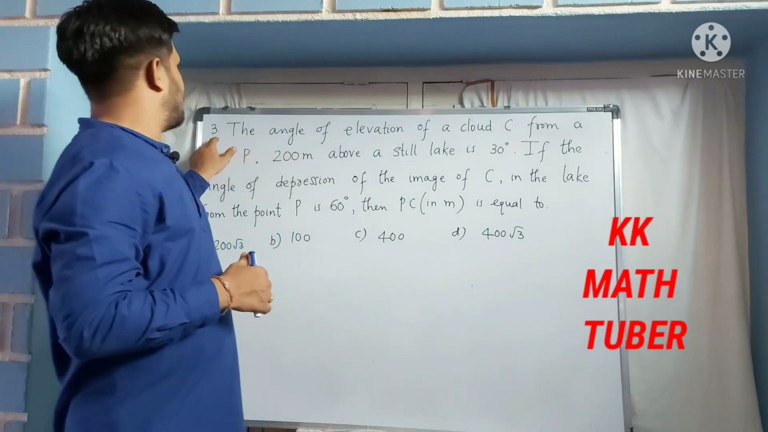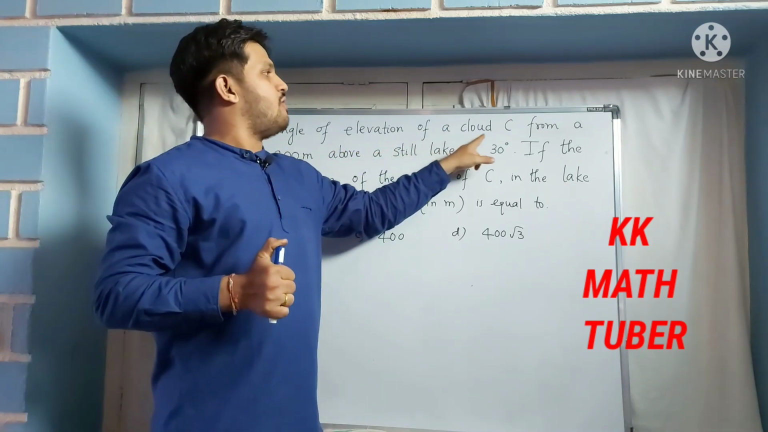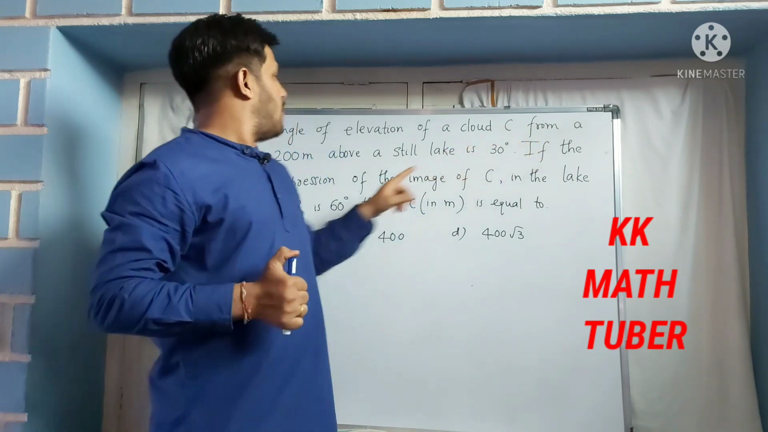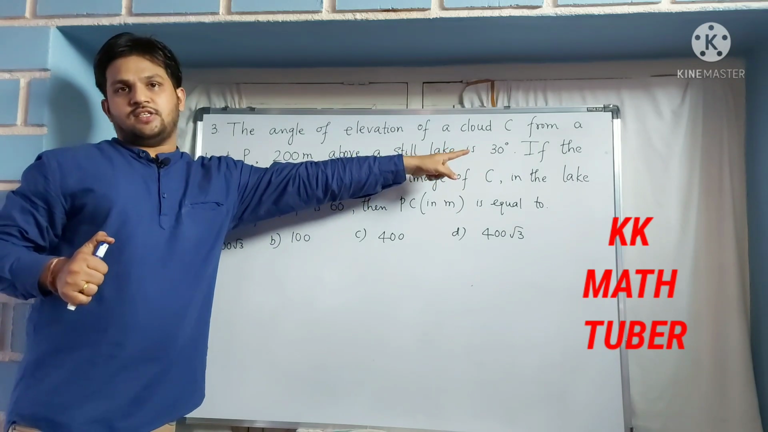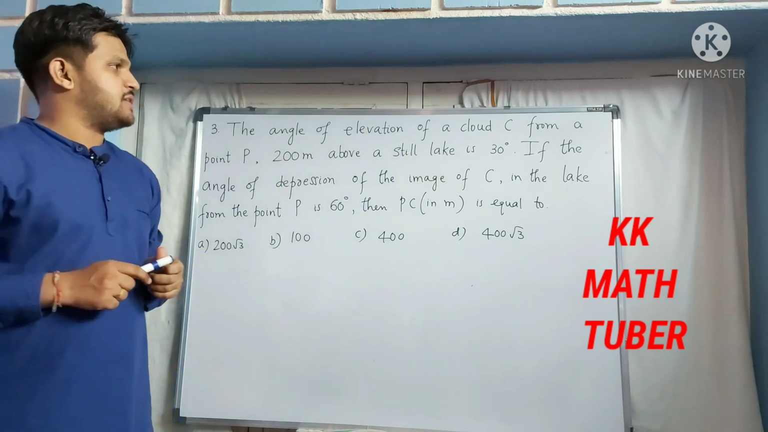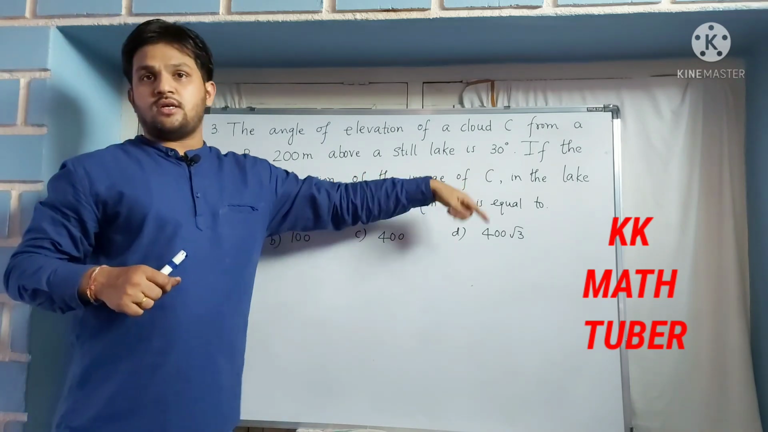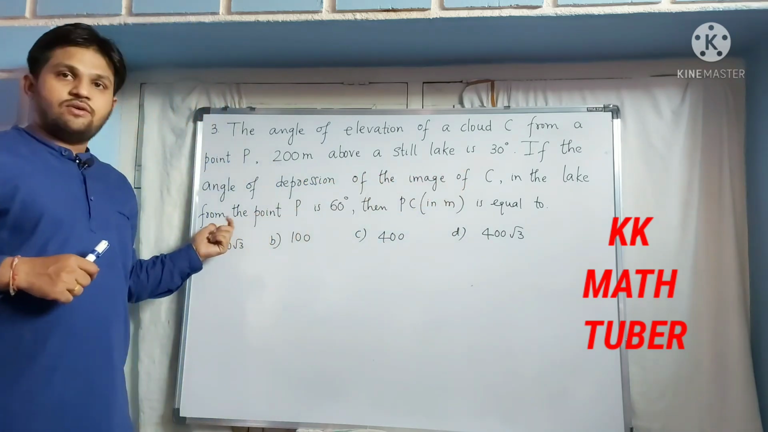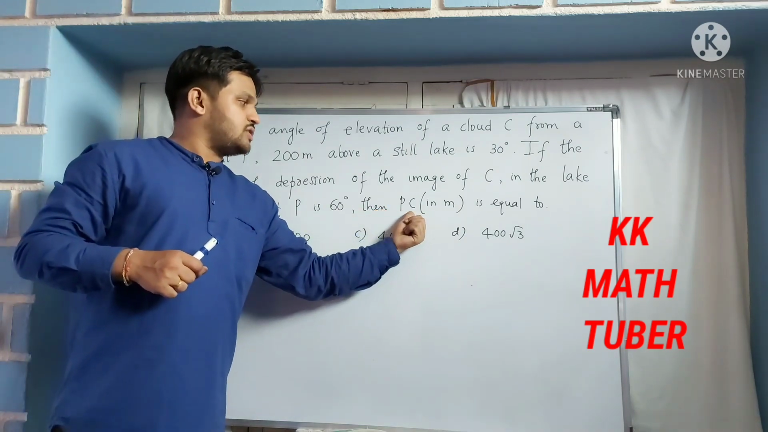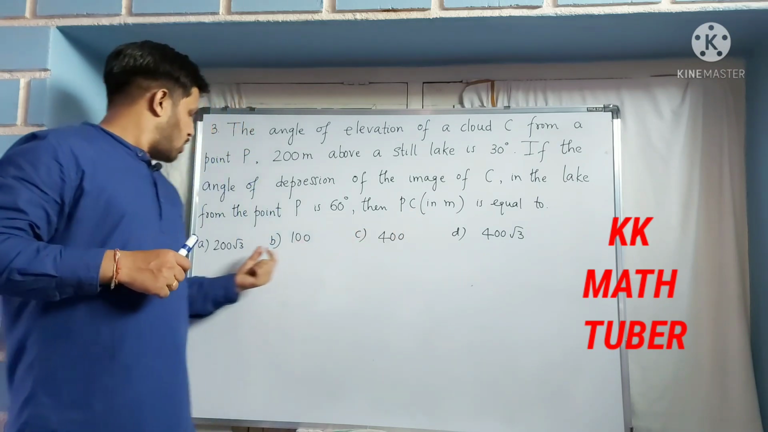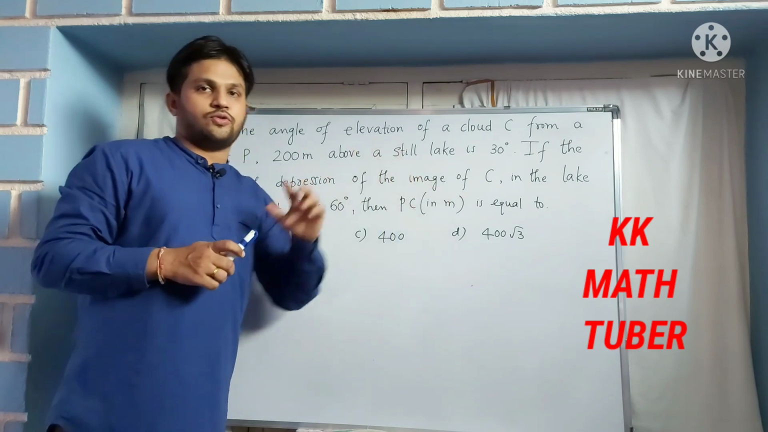Look at question number 3. This is from height and distance. The angle of elevation of a cloud C from a point P 200 meters above a still lake is 30 degrees, given. So this is the first statement. Second statement: if the angle of depression of the image of C in the lake from the point P is 60 degrees, then we are supposed to find the length PC. So options are 200 root 3, 100, 400, 400 root 3.